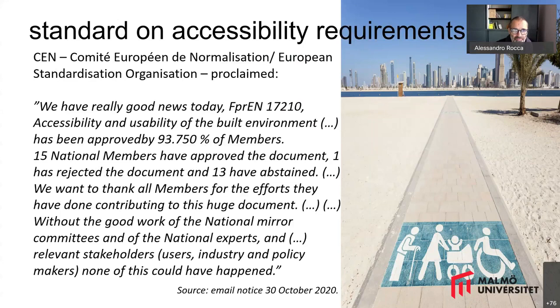I would like to start with this announcement that the European Committee for Standardization, the CEN, that is the abbreviation for the European Standardization Organization, proclaimed on 30th October this year that we have really good news today. The FprEN 17210 on accessibility and usability of the built environment has been approved by 93.75% of member states. 15 national members have approved the document, one has rejected it, and 13 have abstained from answering the question. And this is actually quite a step forward and also a logical step in the development of accessibility for the built environment.